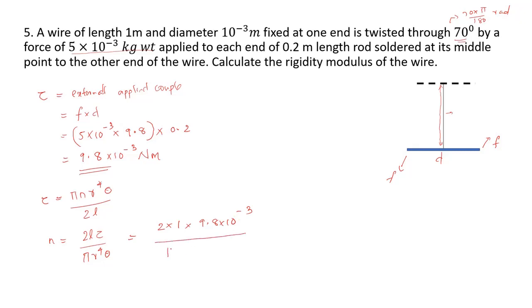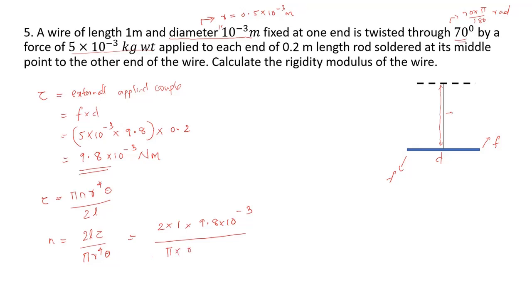We have pi. Now, r to the power 4, where r is the radius of the material which is being twisted, and the diameter is given as 1 into 10 to the power negative 3 meter, which implies that the radius is 0.5 into 10 to the power negative 3 meter. If the diameter is 1 into 10 to the power negative 3 meter, the radius is 0.5 into 10 to the power negative 3 meter.